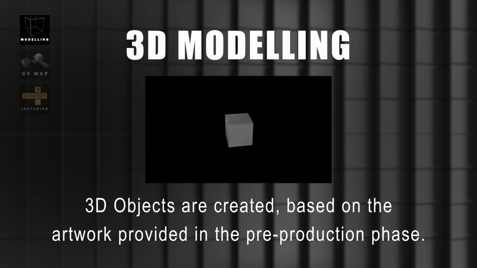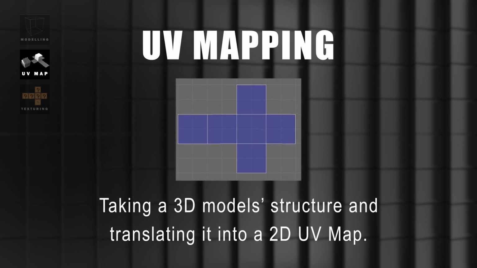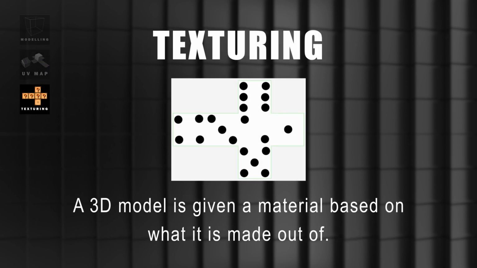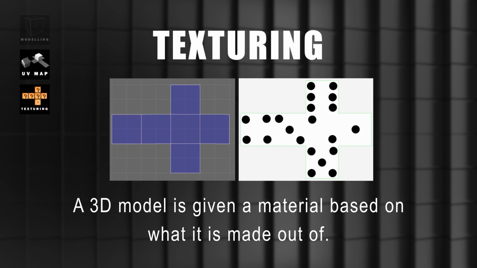3D modelling, as the name suggests, is the stage where 3D objects are created based on the artwork provided in the pre-production phase. UV mapping is taking an existing 3D model's structure and translating it into a 2D UV map. This map exists within a 2D coordinate system called a UV texture space. Texturing is where a 3D model is given materials based on what those objects are made of. The layout of the 2D texture is based on the UV map created in the UV mapping phase.